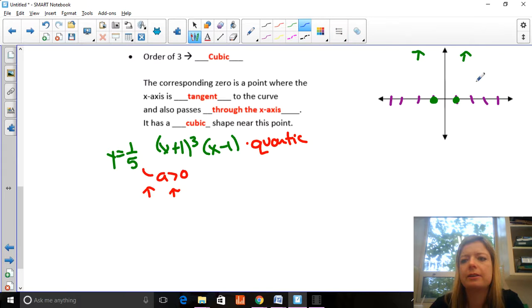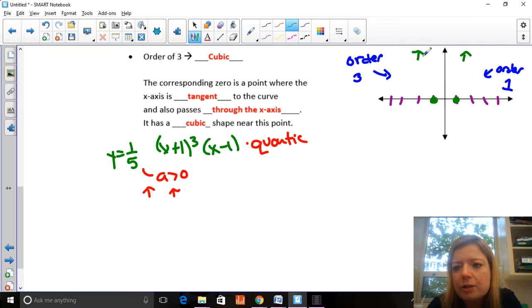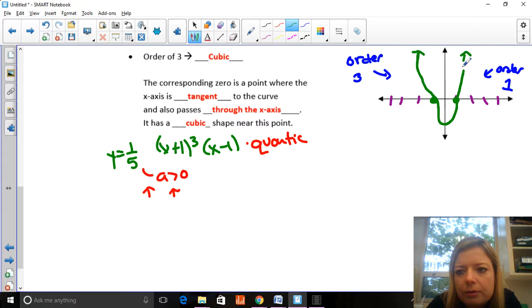Well, this 0 has an order of 1, so it's just going to go straight through and look linear. But this x-intercept has an order of 3, so it's going to look cubic at that point. This one's really hard to draw, and I don't even know how I'm going to do it on this trackpad, but you have to bring it down and then start going the other direction. And then it goes straight through. So it still goes to the other side, but it should look like the x-axis is tangent.